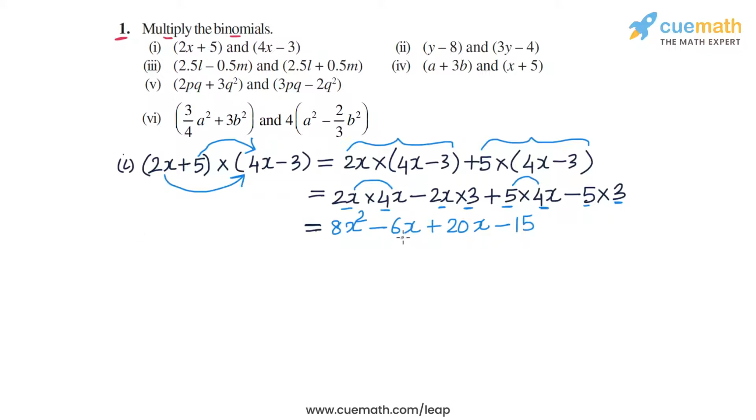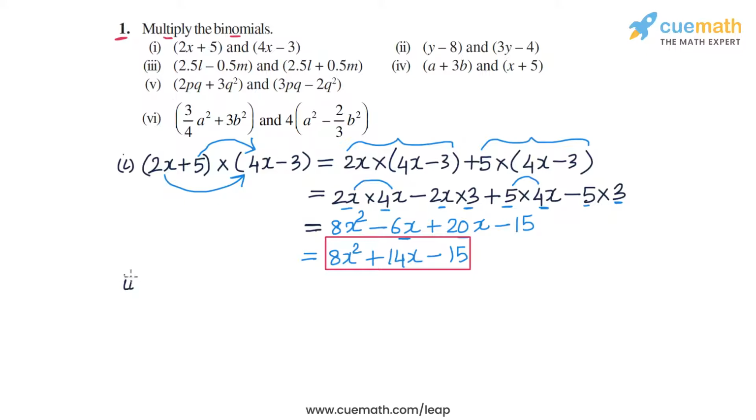Finally, of these four terms, minus 6x and plus 20x are like terms, so we can combine them. We will get 8x square plus 14x minus 15. This expression is the answer for the first part. Now let's go to the second part.